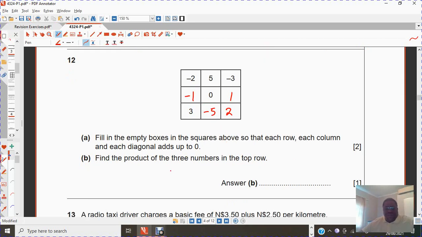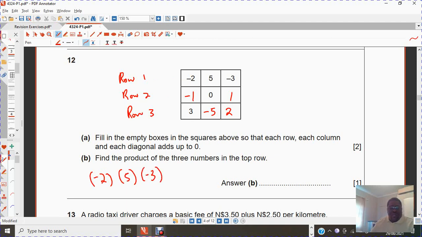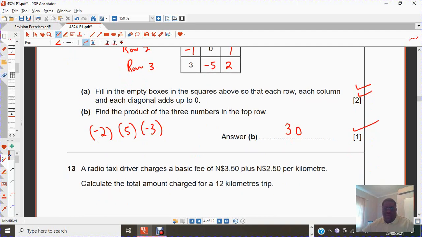They say find the product of the three numbers in the top row. The top row is, if I was to write row 1, row 2, and row 3, so this is the top row. So the product will be negative 2, 5, negative 3. So I've got two negative signs, my answer will be positive. All right. So 2 times 5 is 10, and 10 times that is 30. Okay, so that is how you find the solution to that question.